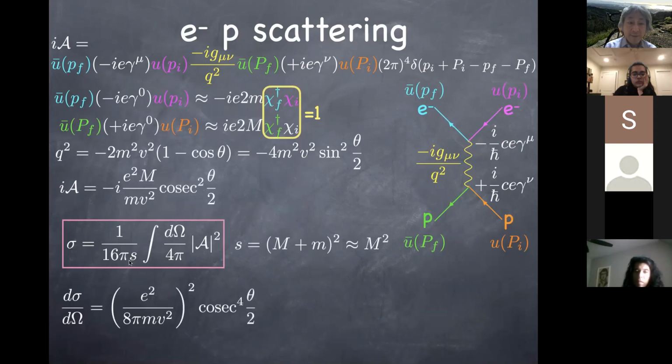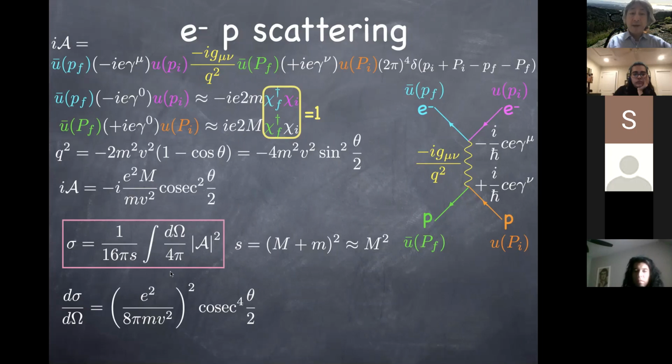And S is the center of mass energy squared because both of them are non-relativistic. The center of mass energy is just the sum of the two energies, mc squared and Mc squared for electron and proton. You square that. We are in the limit where little m is much smaller than capital M. So this is approximately capital M squared. But the Feynman amplitude has capital M upstairs, so that gets squared. So the capital M dependence cancels out.